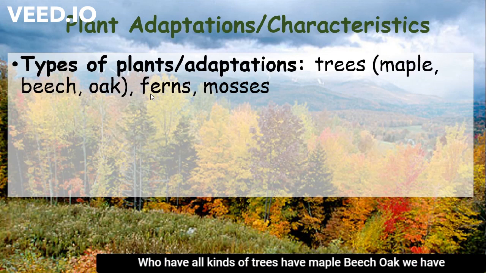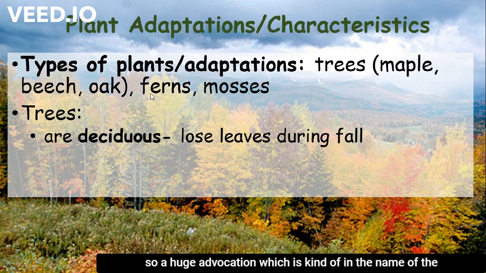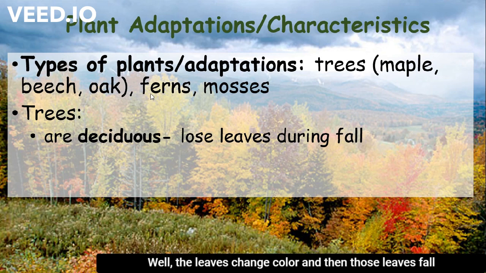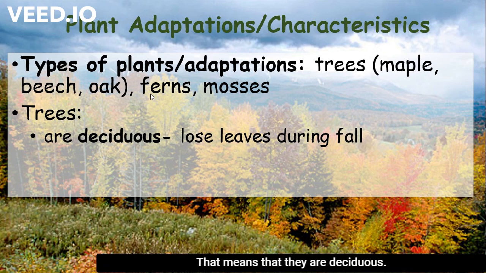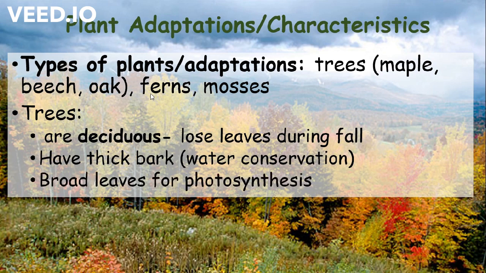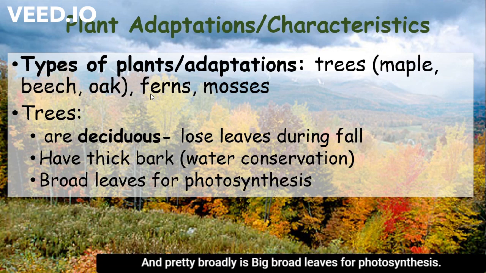We have all kinds of trees: maple, beech, oak. We have ferns. We have mosses growing on our trees and rocks. A huge adaptation, which is kind of in the name of the biome, is that our trees are deciduous. What happens to our trees during fall time? Well, the leaves change color and then those leaves fall, because during fall time there really is not much sunlight for photosynthesis. So why keep those leaves there? A lot of our trees will lose their leaves during fall time. That means that they are deciduous. We also have thick bark on our trees, helpful for water conservation, and big broad leaves for photosynthesis.